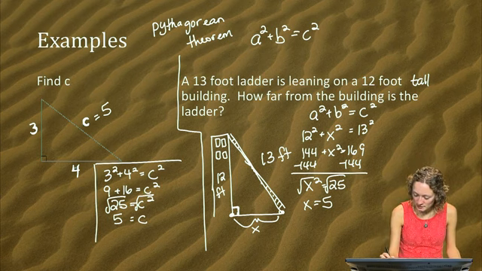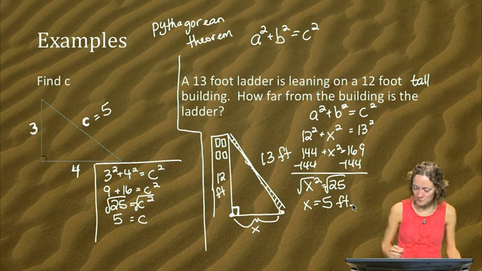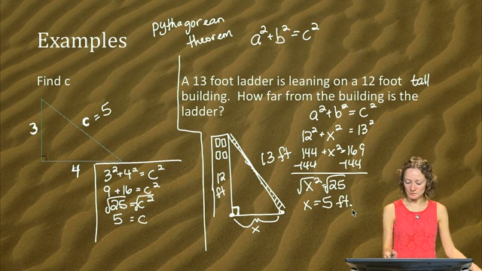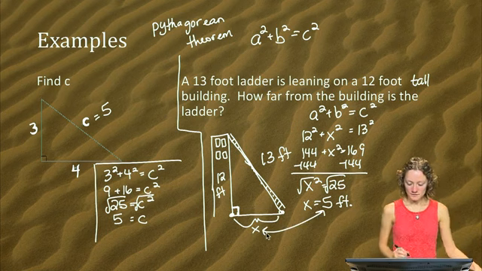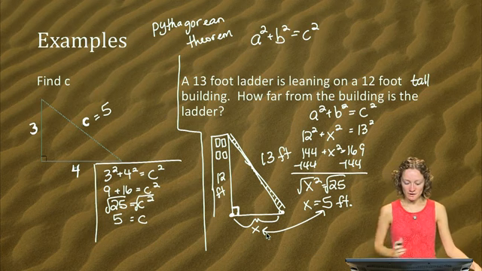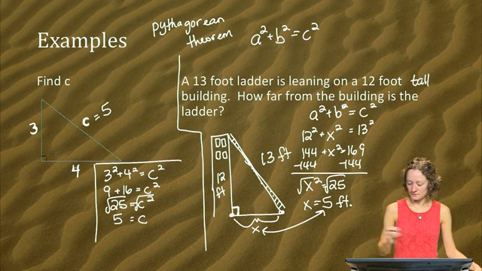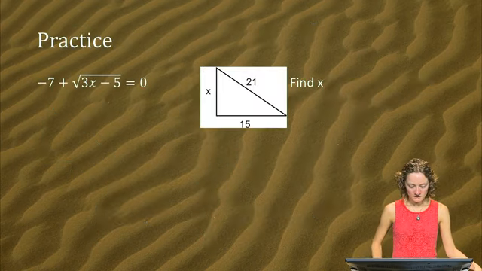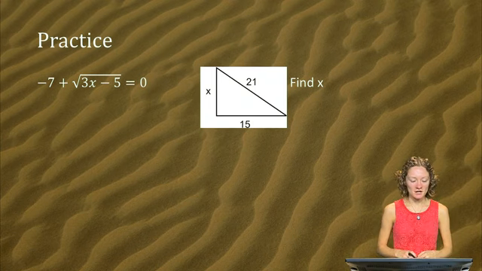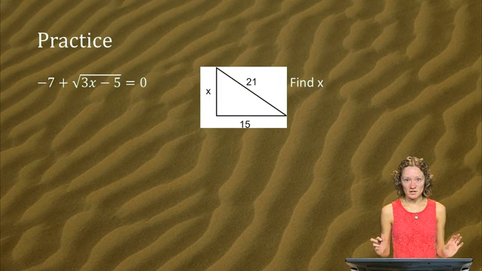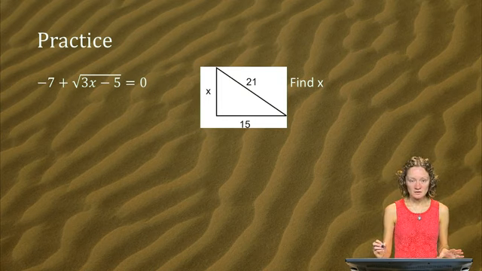So ultimately, since this one did talk about units of length, we should write in a unit. This was 5 feet because everything else was in feet. So the base of the ladder is 5 feet away from the building. Good. All right, let's do a little practice. One solving problem and one problem that uses the Pythagorean theorem. Go ahead and pause the video and we'll go through this together in a quick moment.